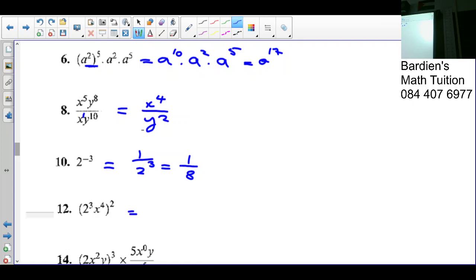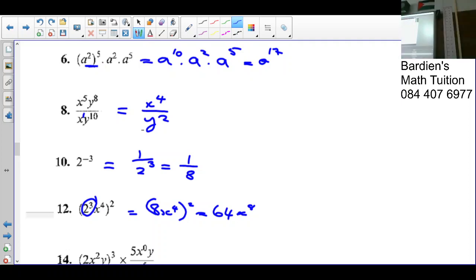Next one? Let's sort out the exponents. 2 cubed is what? 8. So it's 8x to the 4 raised to the power 2. What is 8 squared? 16. X? That's 64. Okay, my mistake. 64. So that's 8 times 8, times 8. Okay, you all agree with that? Yes, sir. Okay.